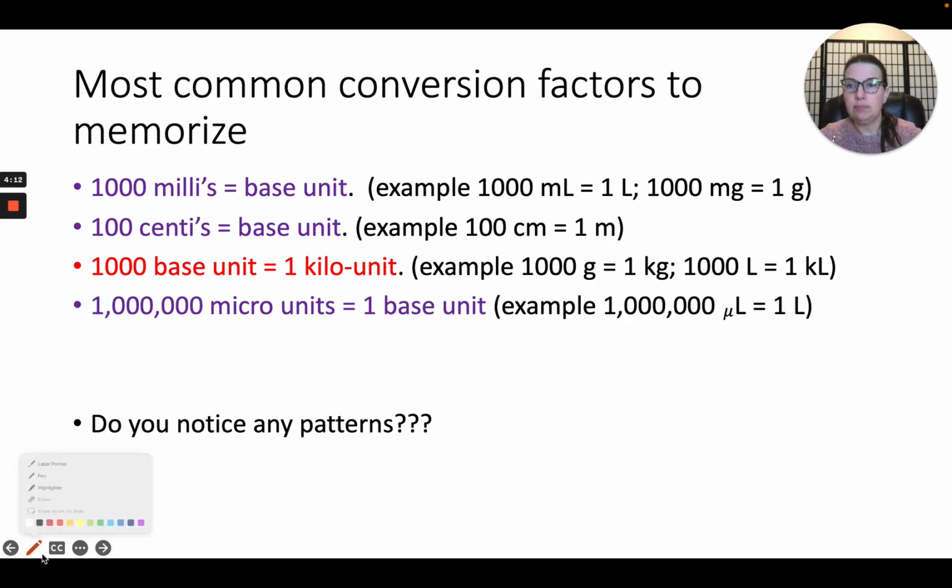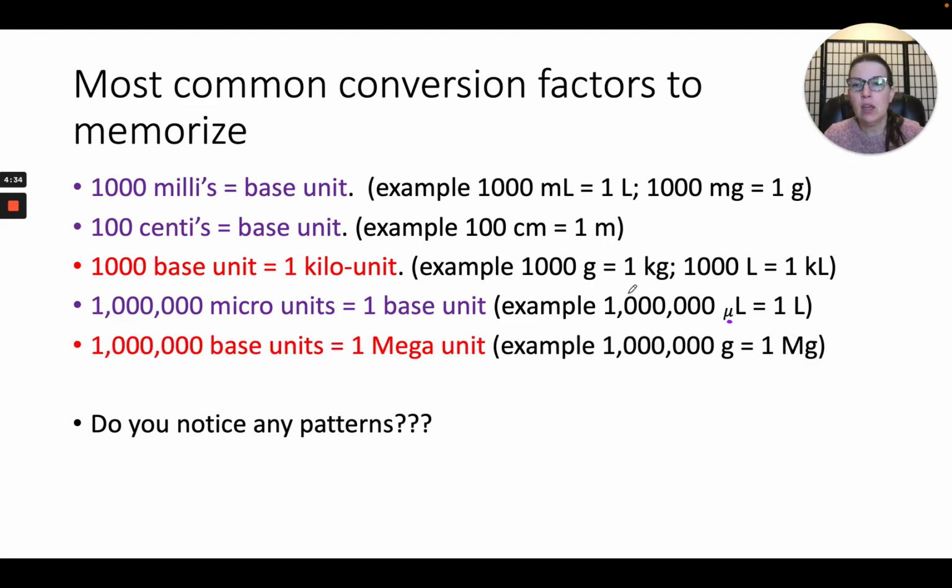So here's another one. 1,000,000 micro units, or micro whatevers, equals 1 base unit. And that's because the micro symbol, remember this is the Greek letter mu here, is 6 spaces away from the base unit. And that's 6 zeros, which is a million. So 1,000,000 microliters equals 1 liter. That's worth remembering. And then 1,000,000 base units equals 1 mega unit. For example, 1,000,000 grams equals 1 megagram, where mega is the capital M.